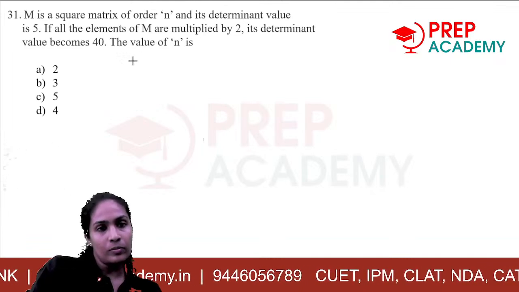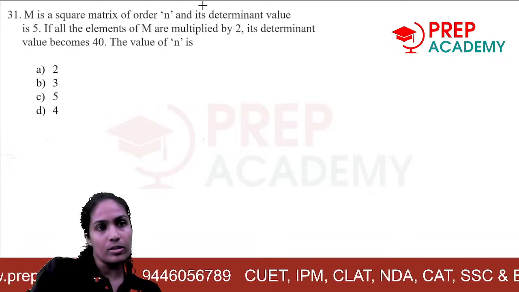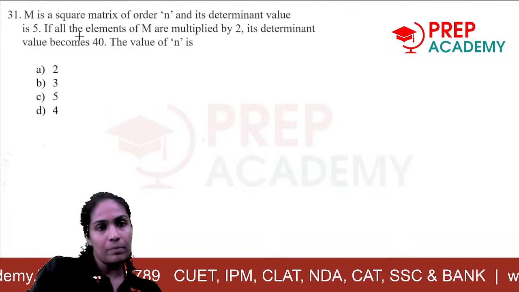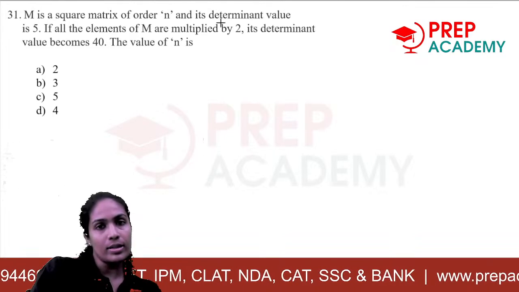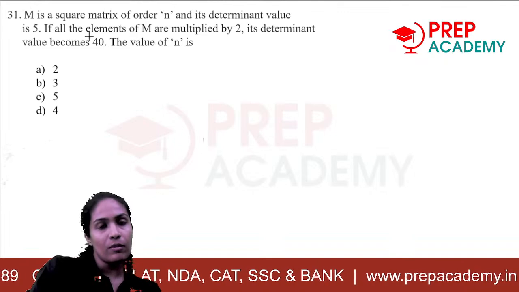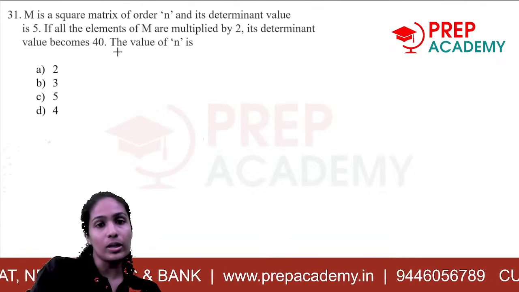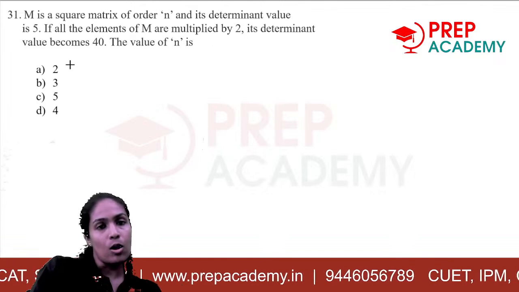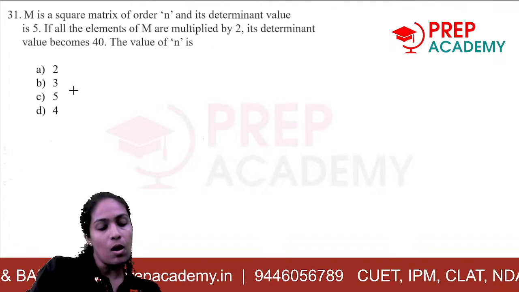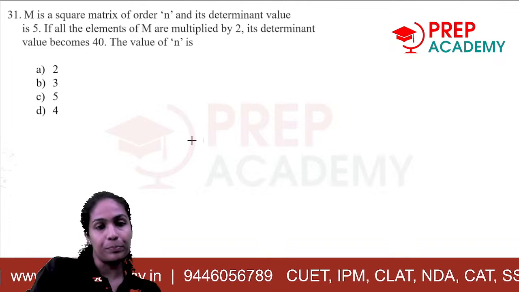So now, next question, 31st question. M is a square matrix of order n, and its determinant value is 5. All the elements of M are multiplied by 2. Its determinant value becomes 40. Then the value of n is option A 2, option B 3, option C 5, and option D 4.